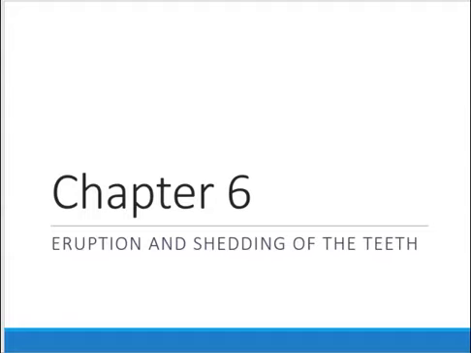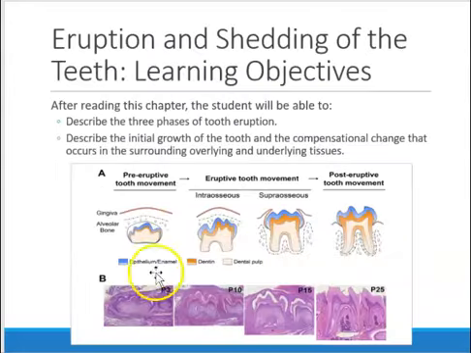Let's examine Chapter 6, which is on eruption and shedding of the teeth. When we're looking at teeth, they start to form under the gum. So this is the gingiva. The teeth start to form under the gum. You can see the crown is starting to be made. That is known as your pre-eruptive stage. Pre-eruptive because it hasn't erupted yet.